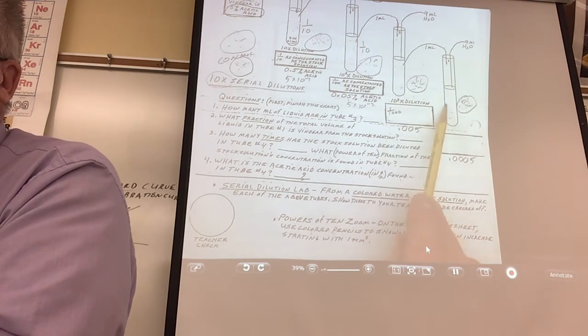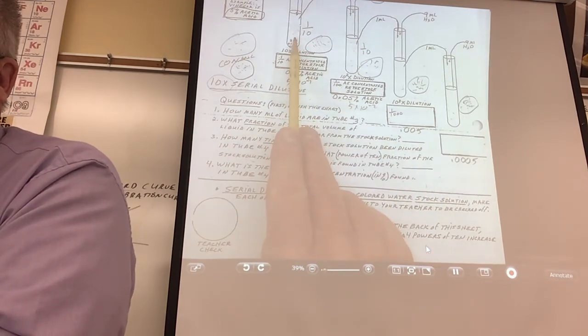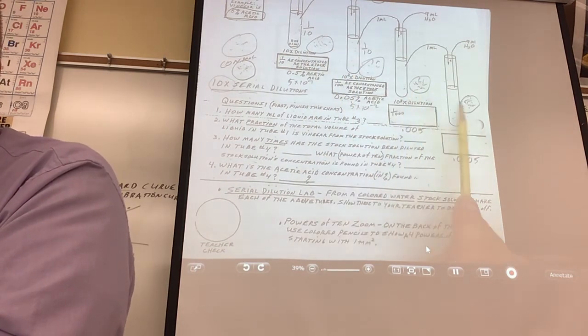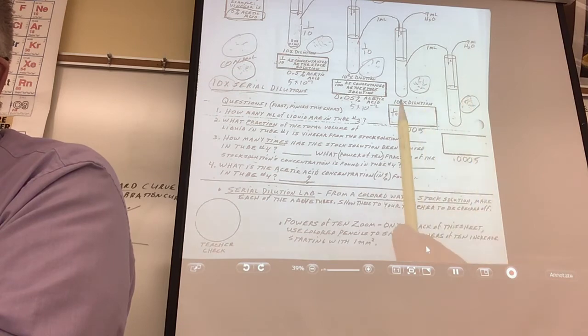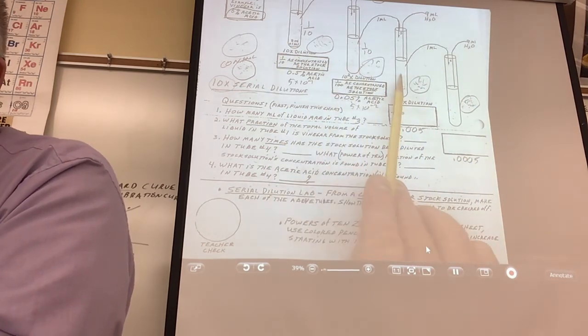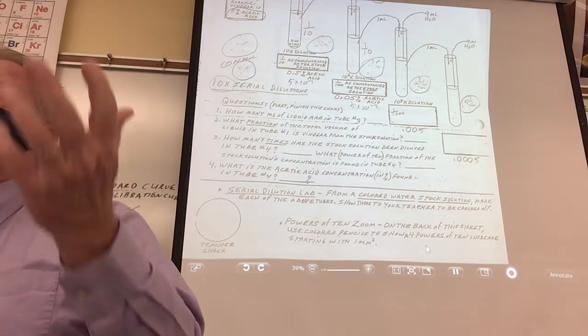What's this one? 10 to the 4th, isn't it? Wait. 10 to the 1st. It's been diluted 10 times, right? 10x dilution. 100x dilution. 1,000x, 10 to the 3rd. What's this one? Wait, how am I losing this? 10 to the 1st, 10 to the 2nd, 10 to the 3rd. What's this one? 10 to the 4th. How much is 10 to the 4th? 10,000.